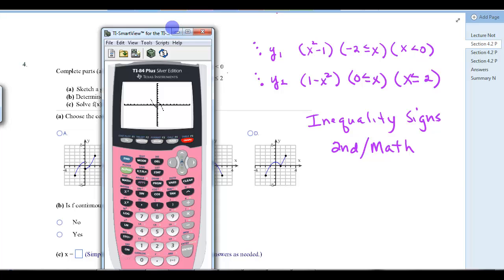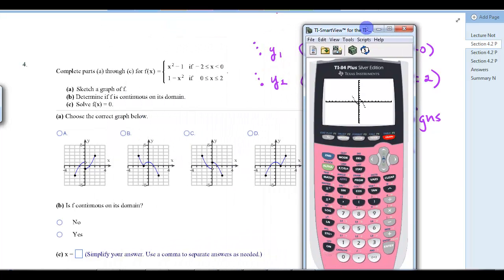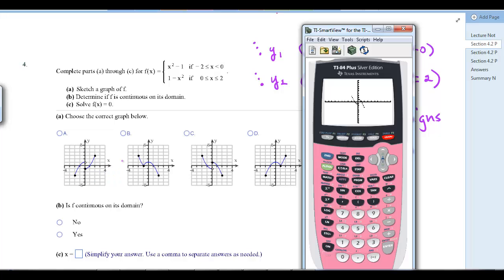Now, we're not seeing the same kind of picture because we don't have a window that matches. If you'll note, these are 6s, these are 4s. So let's change our window to match. Our x min is negative 4, x max is 4, y min is negative 6, and y max is 6. Let's see what we get now.